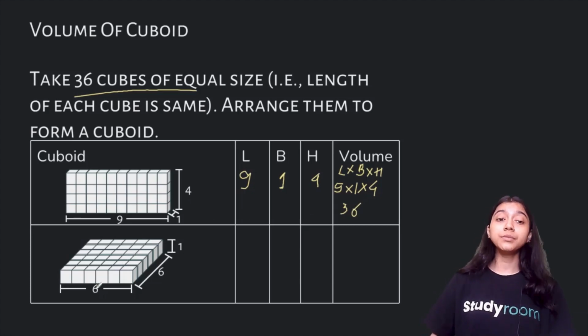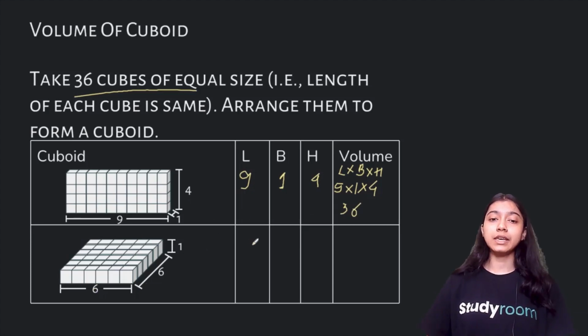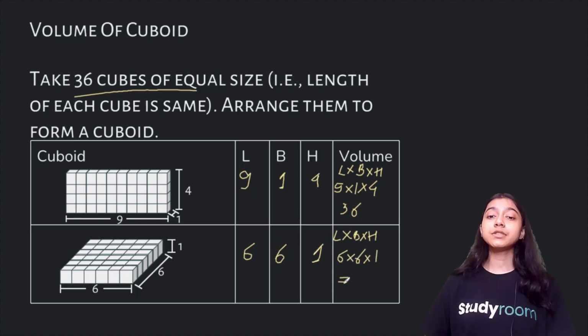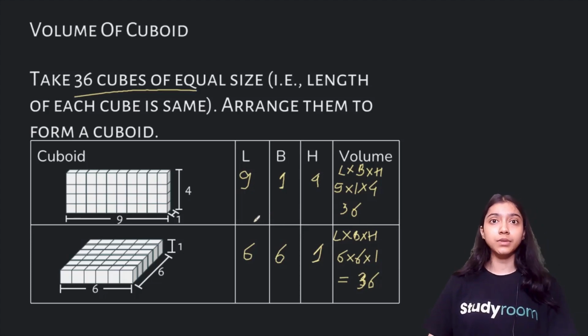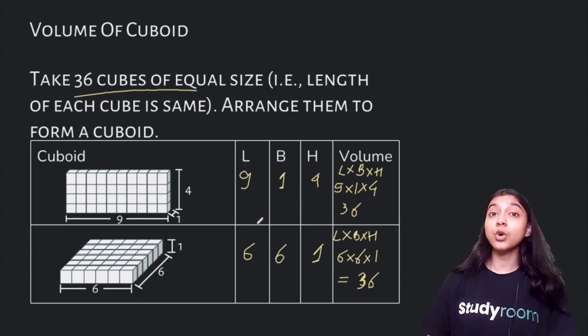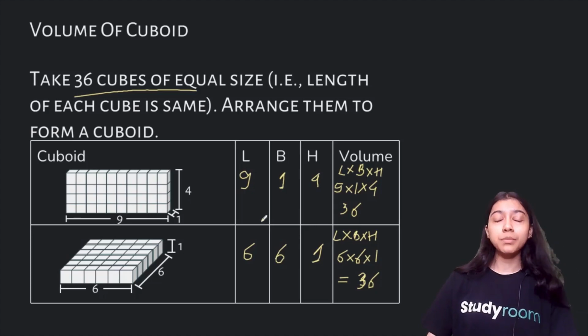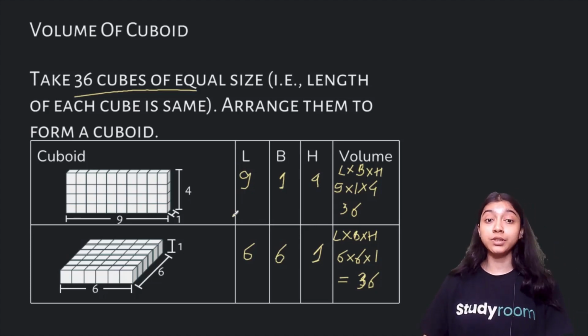Moving on to this problem. Here the length of this cuboid is 6. Breadth is also 6 and height is 1. So the volume will be length multiplied with breadth multiplied with height. That is 6 multiplied with 6 multiplied with 1, which gives us 36. So from here we can conclude that if we are taking 36 cubes and arranging them in different possible ways, the amount of space that it is occupying, which is the volume, remains the same in both the situations.